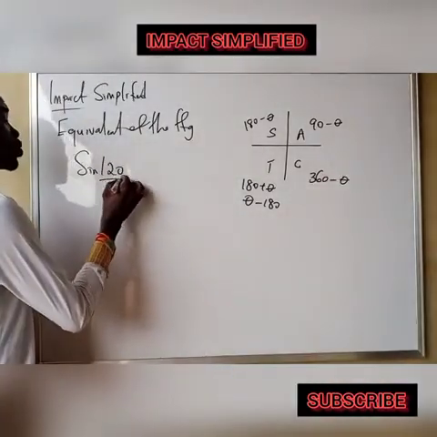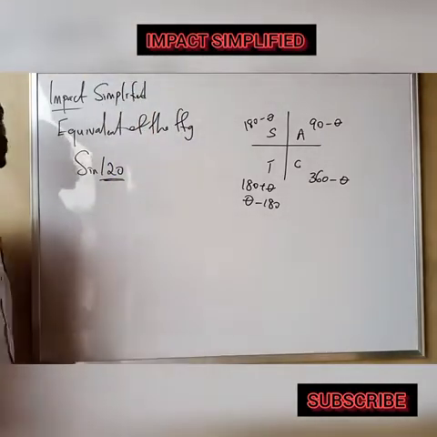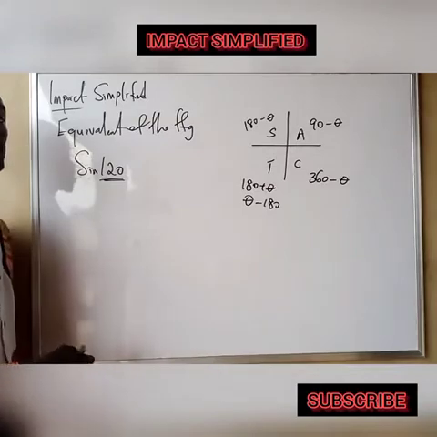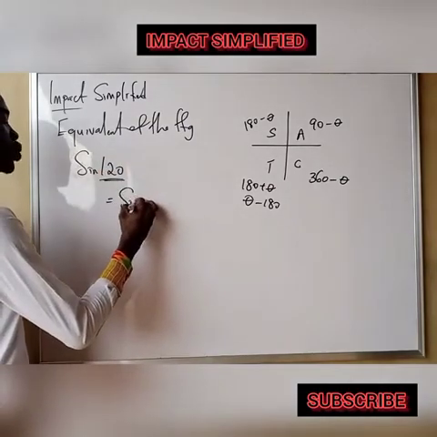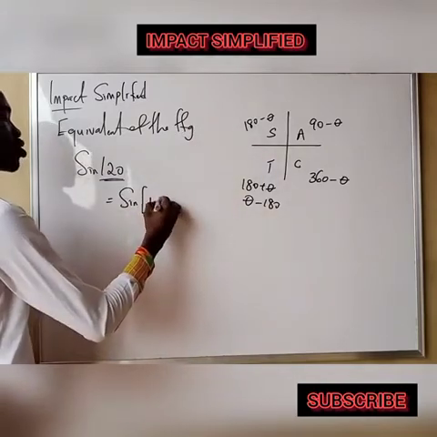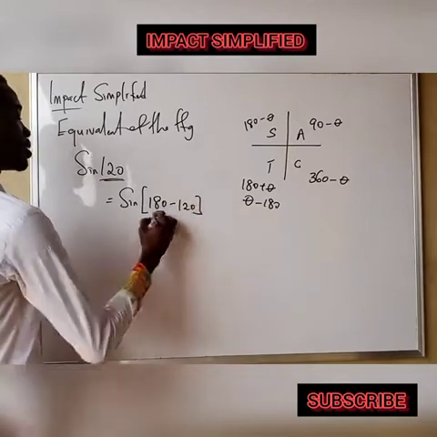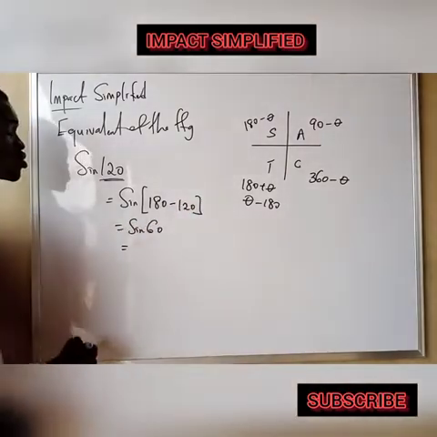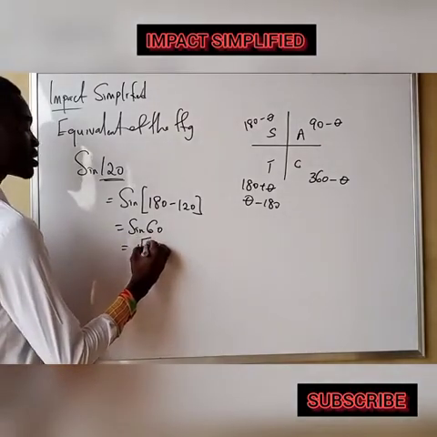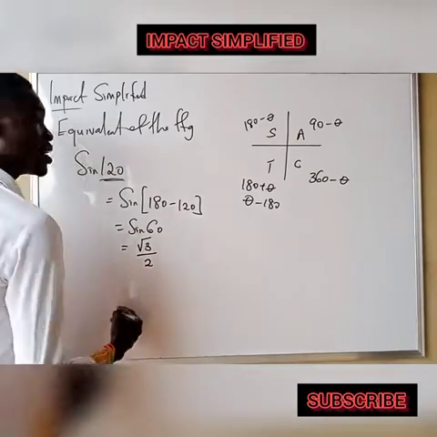Now, it's simple. What is the equivalent of this? 120 falls where? On the second quadrant. And on the second quadrant, only sine is positive. That means this will give us sine. What is the angle combination? 180 minus 120. And that will give us sine 60. And from the special angle, what is sine 60? Sine 60 is root 3 over 2. It's simple.